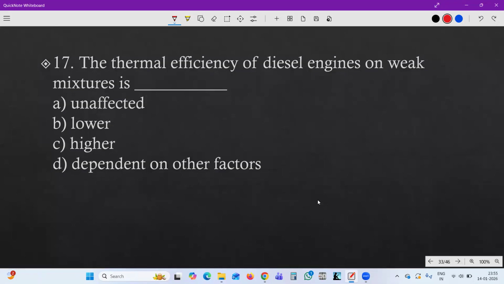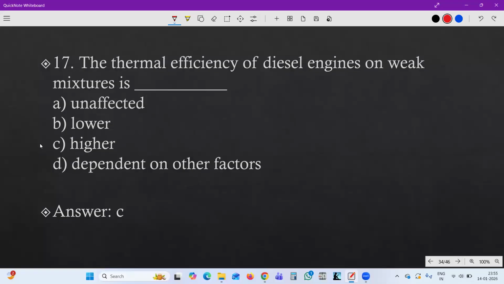17. Thermal efficiency of a diesel engine on weak mixture: when the mixture is weak, the thermal efficiency of a diesel engine is unaffected, lower, higher, or depends on other factors. Let's see the answer. It will be higher. The thermal efficiency of a diesel engine on weak mixture is higher. D.